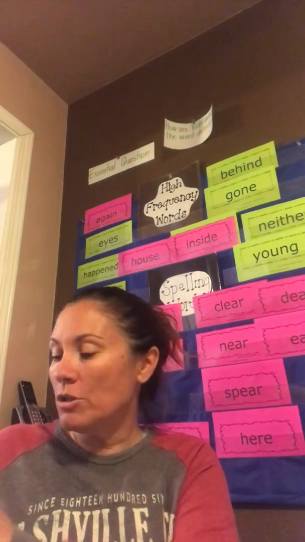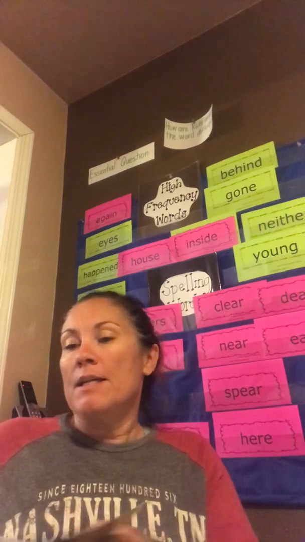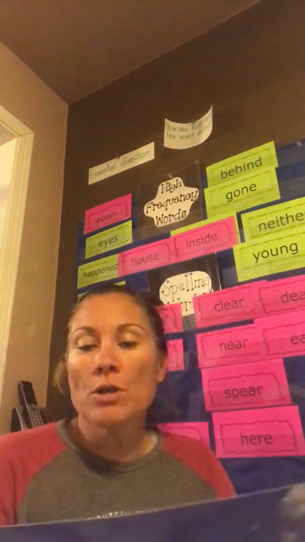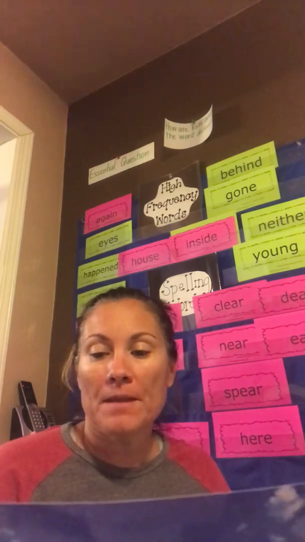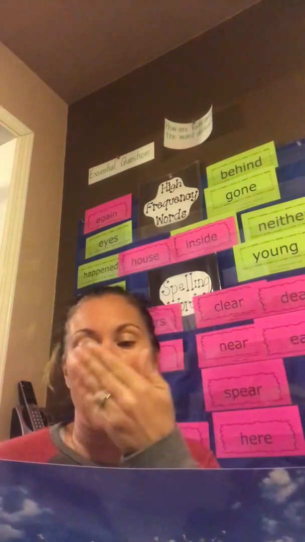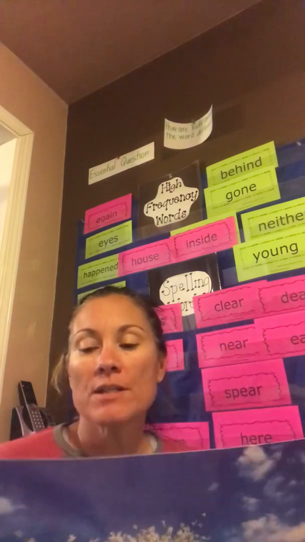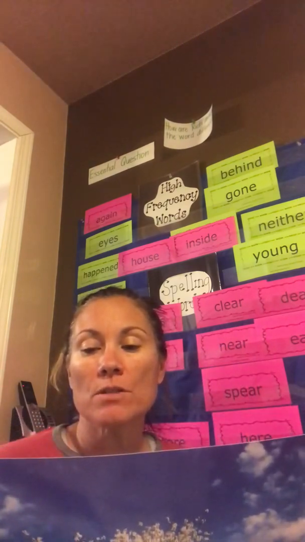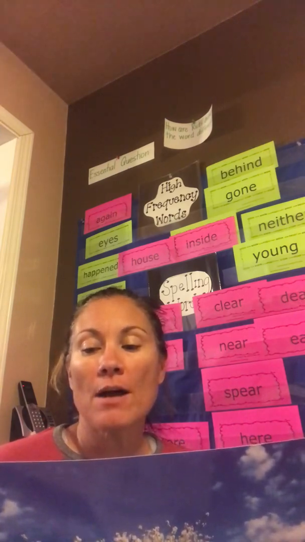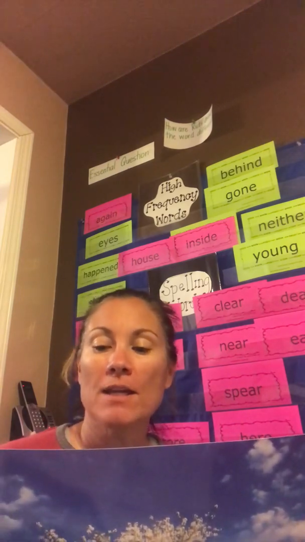Okay, so card 2 is the amazing meadow. Your first word is swaying. Swaying means moving back and forth, back and forth. Your example is the branches of the tree were swaying from the soft breeze. Your question is, show how a tree swaying in the breeze looks.